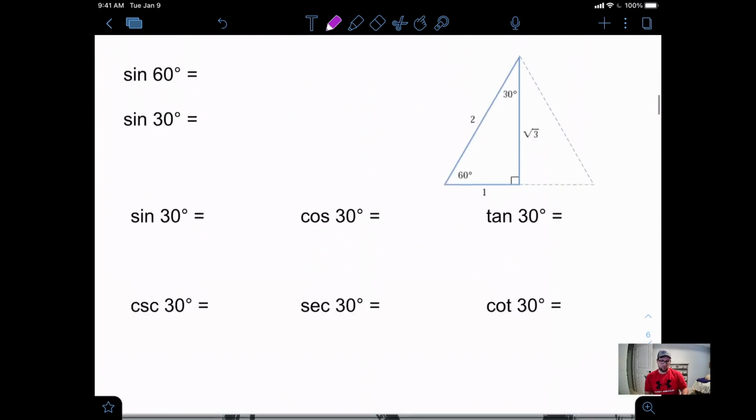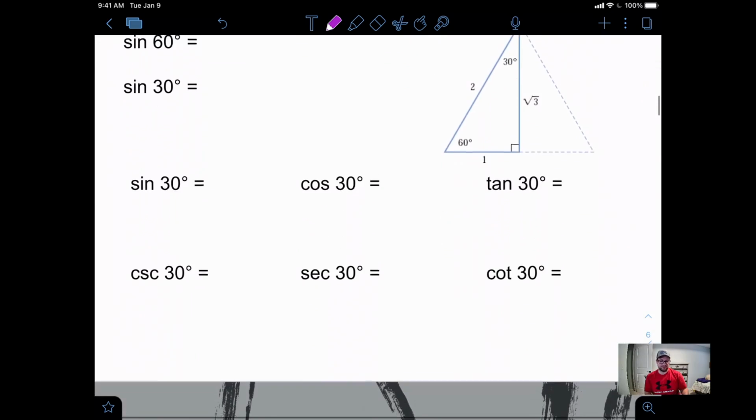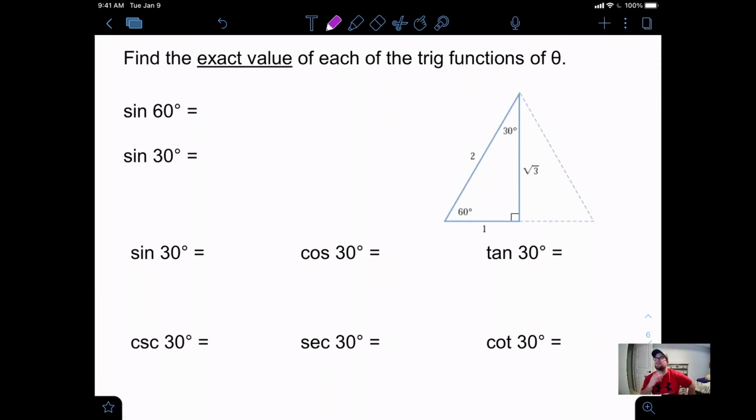I think we got one more problem to look at here. So in this situation, it says find the exact value. The exact value means we do not want decimals here. If you give me a decimal, even if you give me 8 decimal places, you don't get the right answer, or you're not going to get marked correct for that. In this situation, we want to find the exact value of each of the trig functions. So now instead of saying theta, since we are being given an angle, that's going to tell us which one they want us to go off of.